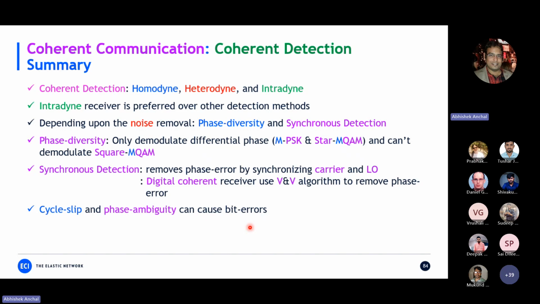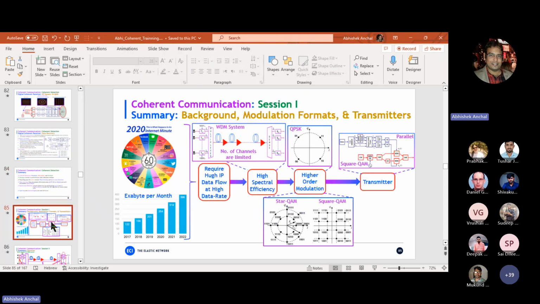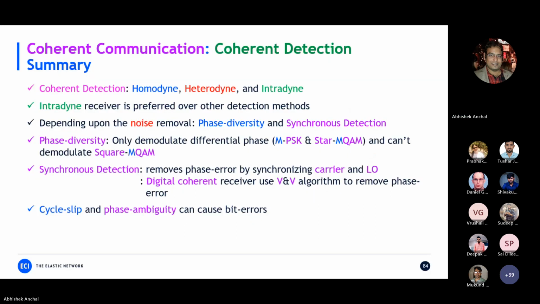So how to minimize it? They use something called forward error correction to even further reduce the bit error. Okay, I think I will finish here, and I will organize the next section where I will discuss forward error correction and higher order modulation. If you have any question, you can ask now.